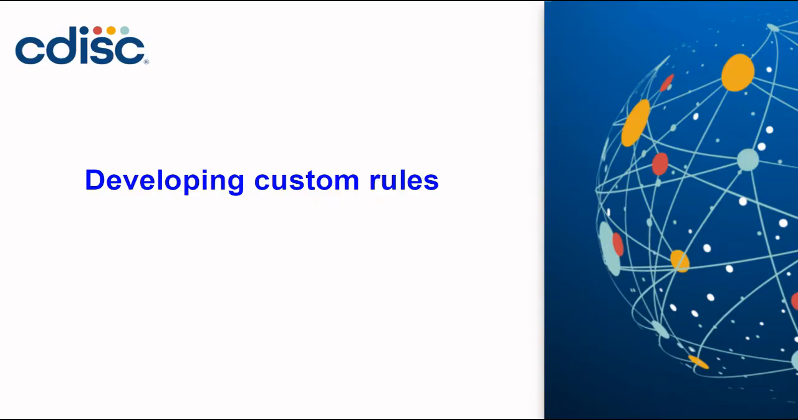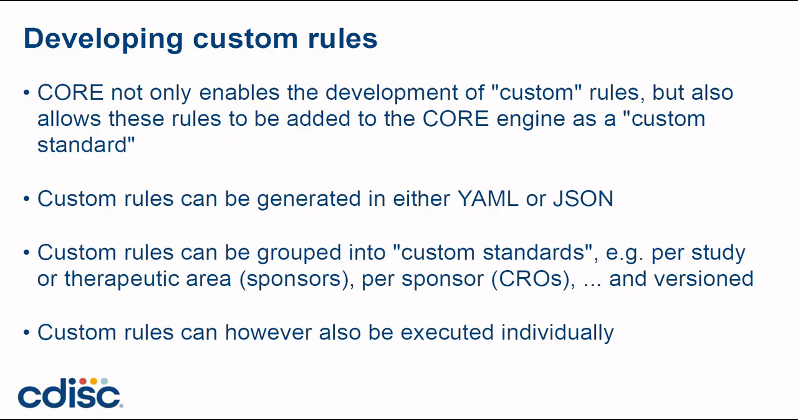But the main topic for today will be about the development of custom rules. With CORE, you can not only develop custom rules in YAML or JSON, but you can also add them to the CORE engine itself as a so-called custom standard, and you can even version these. For example, a CRO may have different quality or consistency rules for different sponsors, projects and studies, and generate and maintain these as different custom standards. Custom rules can, however, also be executed on an individual basis.